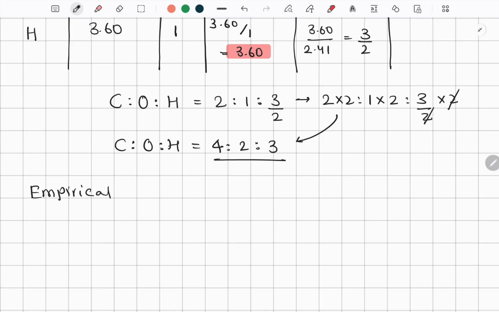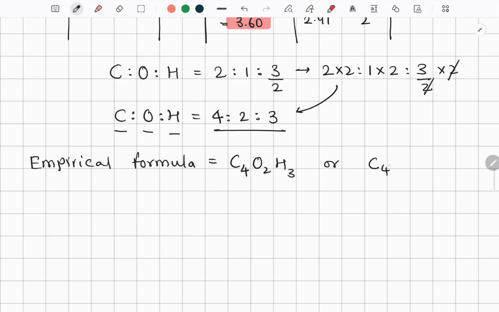From this we get our first result, which is the empirical formula. How can we write the empirical formula? We can write C subscript 4, O subscript 2, and H subscript 3. It can also be written as C4H3O2. Both are correct, there is no issue with that.